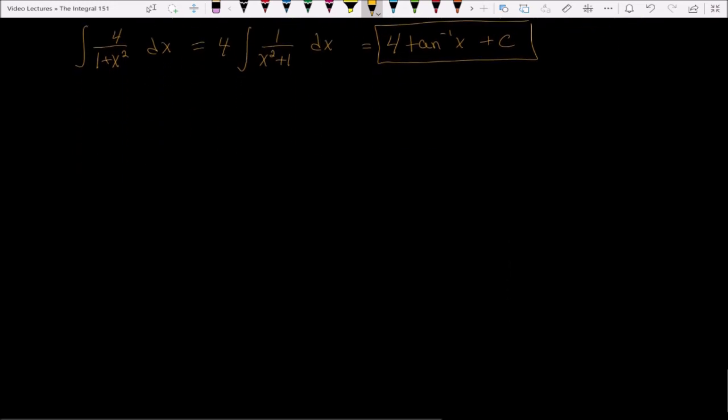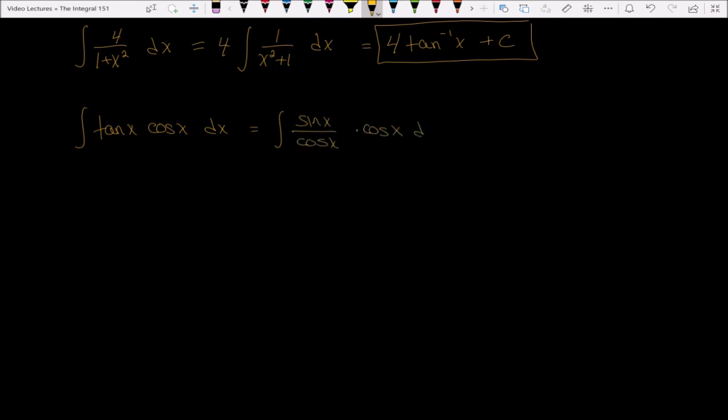And finally, let's go ahead and take a look at the antiderivative of tangent of x times cosine of x dx. Now again, we don't have a rule for this. However, let's write tangent as sine over cosine. Now notice that the cosines are going to drop out. This is actually just the antiderivative of sine of x. And that is negative cosine of x plus a constant.